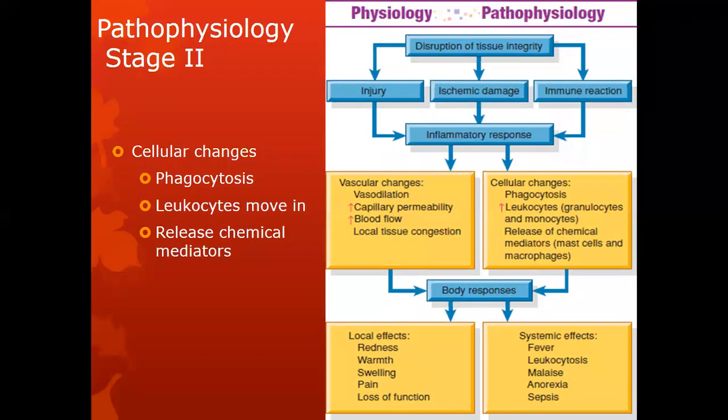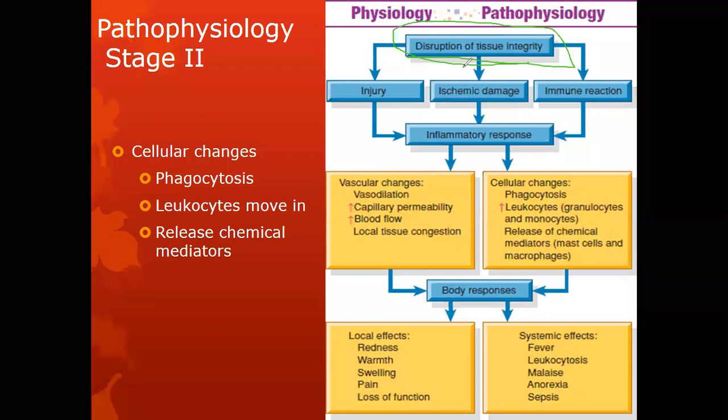So let's look at this chart over here for just a second. What we see here, hold on, let me change my pen color because it's on blue and I feel like it won't be able to be seen as well. Okay, so we've got the disruption of tissue integrity, and what's going to happen then? You're going to have an injury, you're going to have ischemic damage, or you're going to have an immune response. So one of those 3 things has happened. Basically, something has messed with the tissue. So that is going to lead to this inflammatory response.